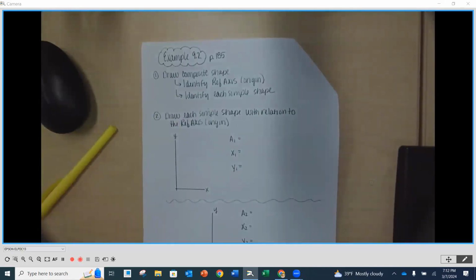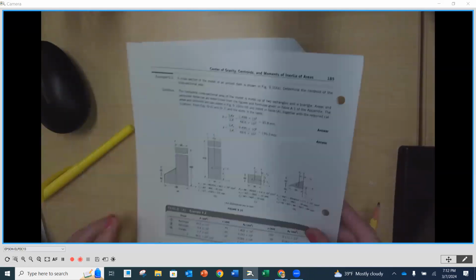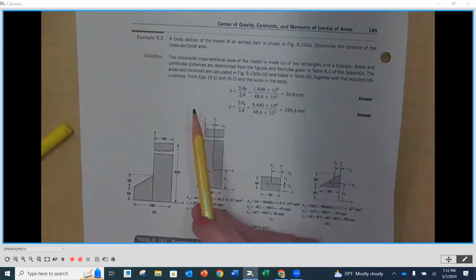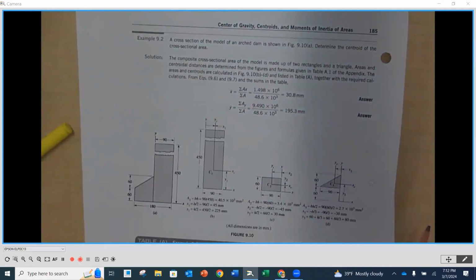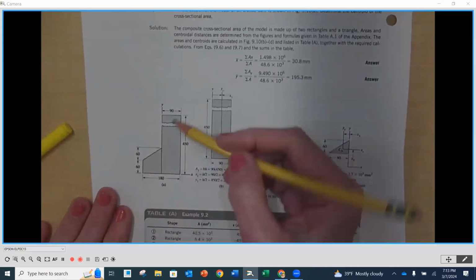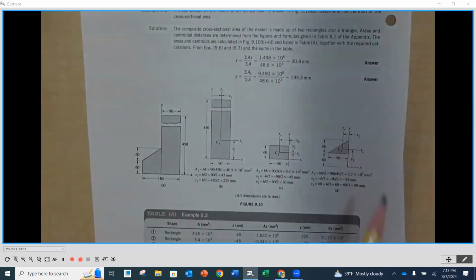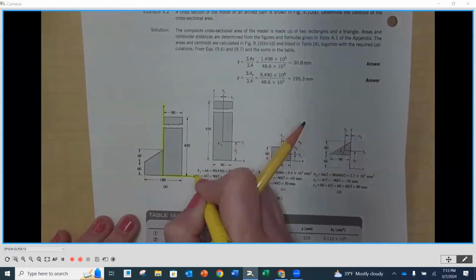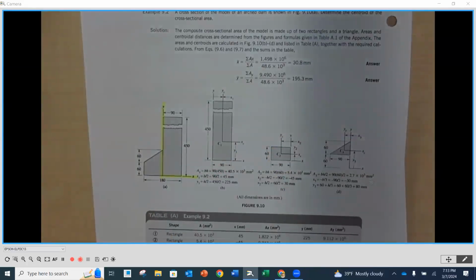Let's do another example. Example 9.2, on page 185 in our handout. We're going to use that very same process, but a different shape. In this case, we've got a cross-section of a model of an arched dam, as shown. Determine the centroid of the cross-sectional area. Down here is the bottom. You'll notice that our y-axis is coming down the side here, so our reference for this composite goes through the middle there, and our x-axis is at the bottom going to the right.